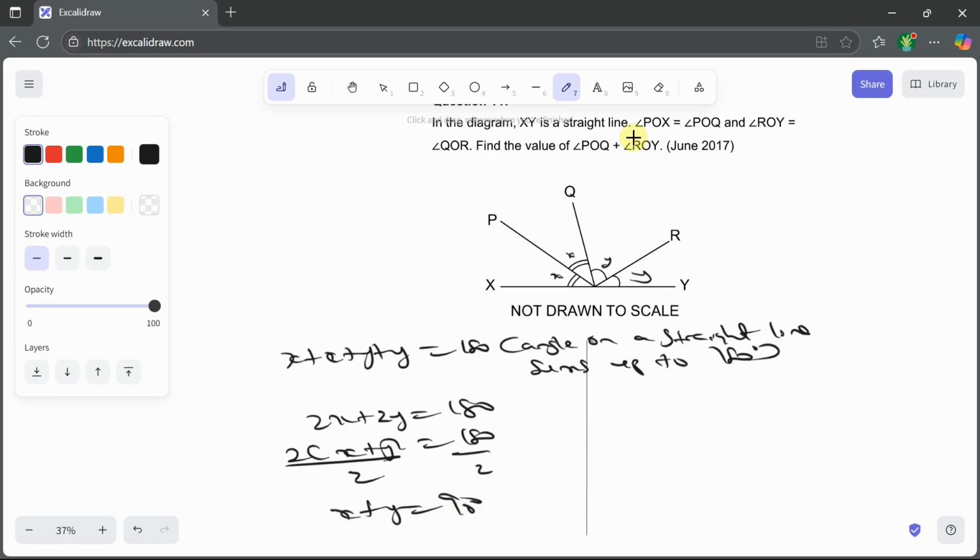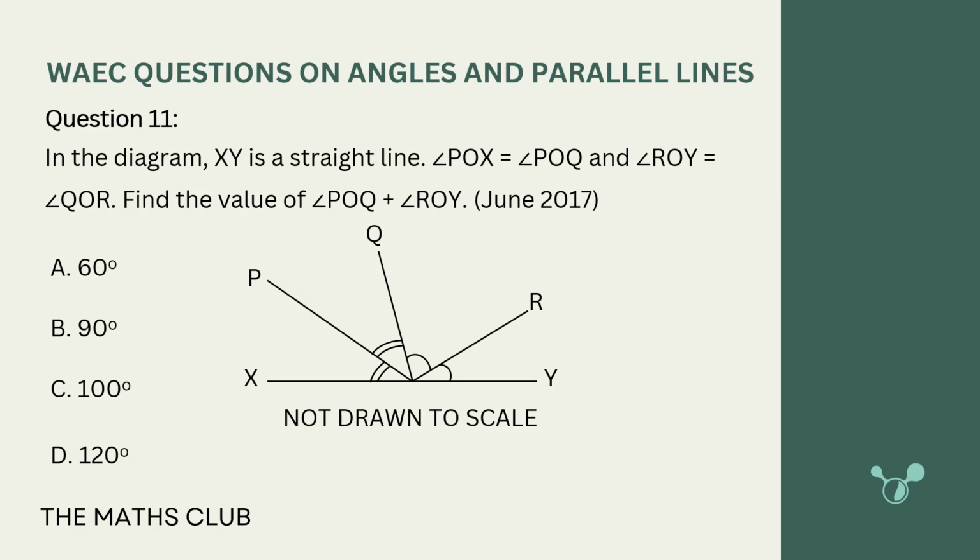So let's see what question we should find. POQ is x. ROY is y. So x plus y is what they say you should actually find, and that is 90 degrees. So we found our answer. Let's see if we're correct. That will be option B. Great.